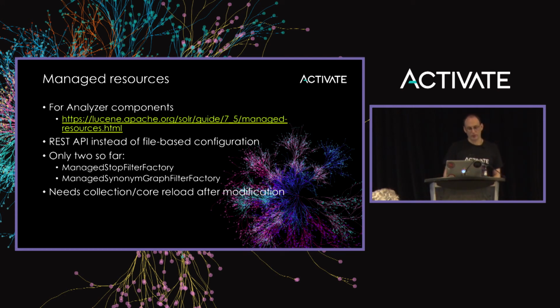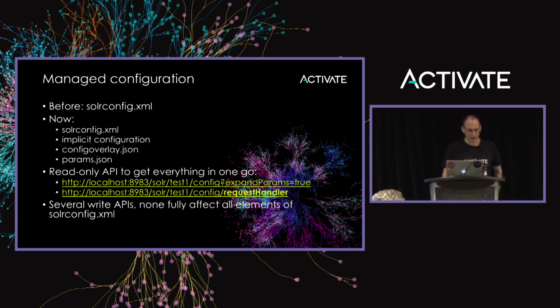Okay, also connected to the schema, we have some managed resources for analyzing components. We just started on those. For the stop filter factory and the new synonyms filter factory, you can actually manage them via REST API. But you do need to reload the core or collection after you do it, because it's a second-tier resource modification and it's not smart enough to figure it out. That might be useful for those of you who have the full life cycle of dynamically managing your stop words and synonyms. It might be a little easier.